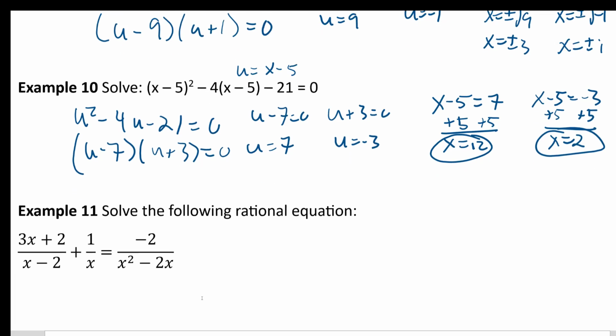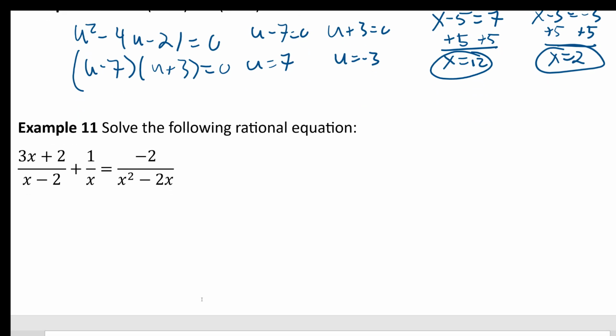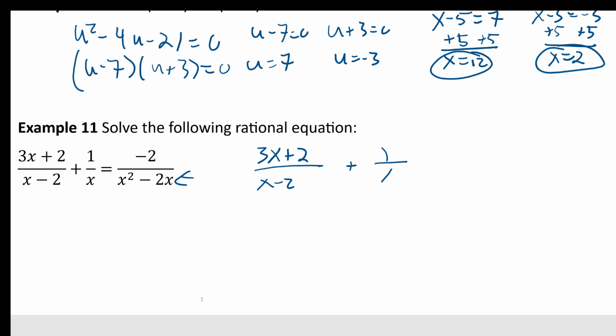The last one, this looks really bad, but it's really not as bad as it looks. So let me write this with this factored. So we have 3x plus 2 over x minus 2 plus 1 over x equals negative 2 over, and notice this is x times x minus 2. Hey, that's the common denominator. So we can clear out the denominator.